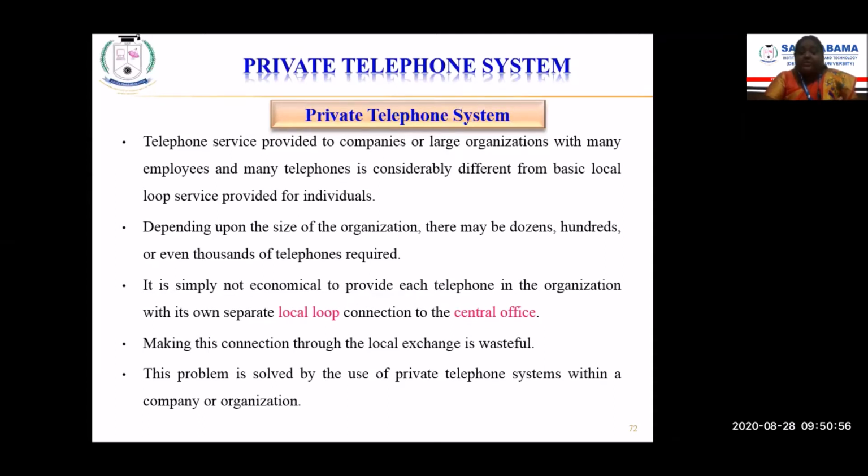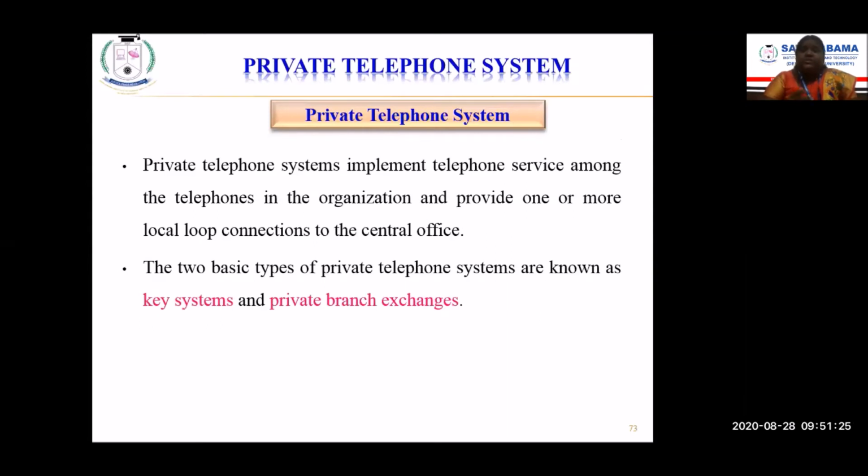Making this connection through the local exchange is again a wasteful process. So this has been solved by private telephone systems within a company or an organization. We get a dedicated private telephone system that is controlled by a certain switch, which we call a hub. All the intercom numbers get terminated to that particular switch, and from there it gets connected to the local central office. So these private telephone systems implement the telephone services among the telephones in the organization and provide one or more local loop connections to the central office.